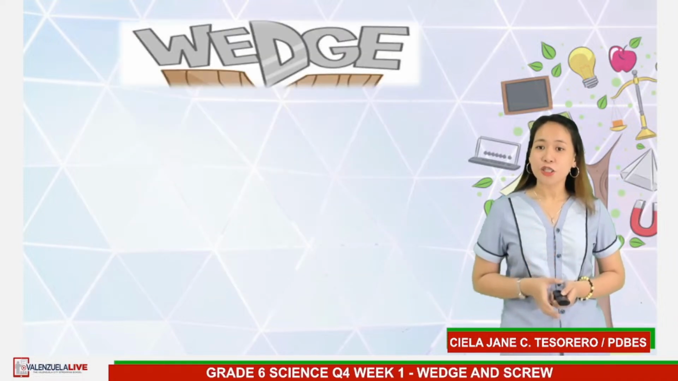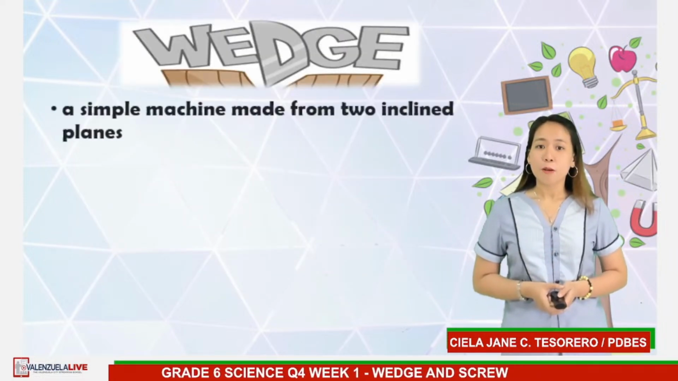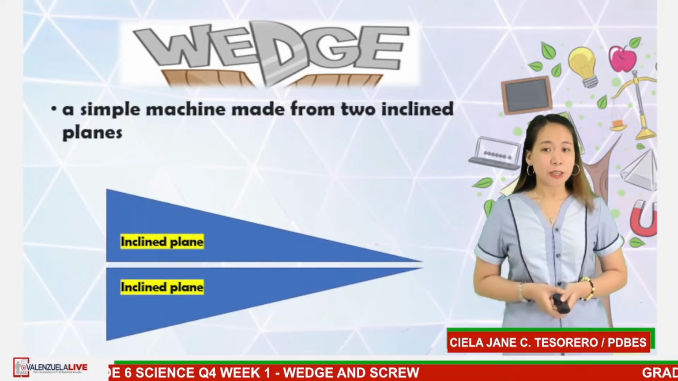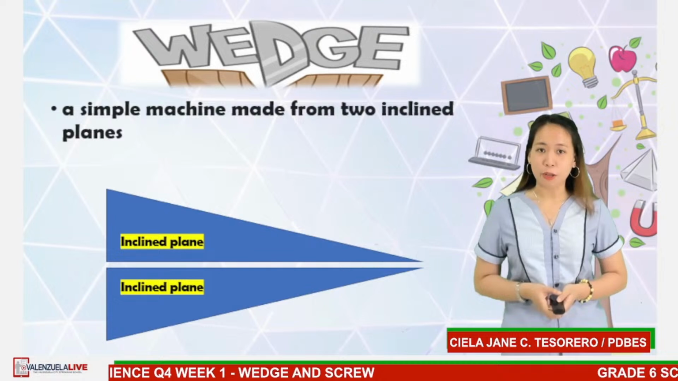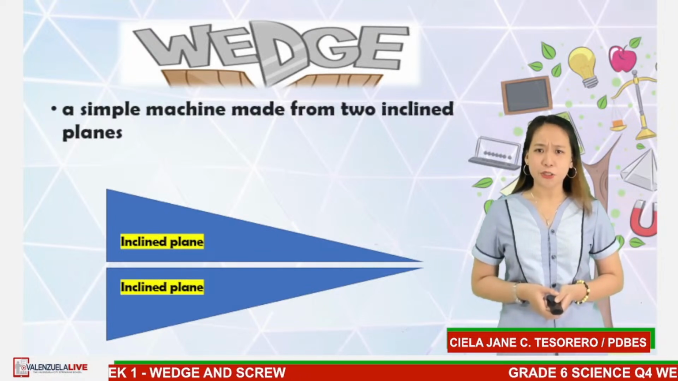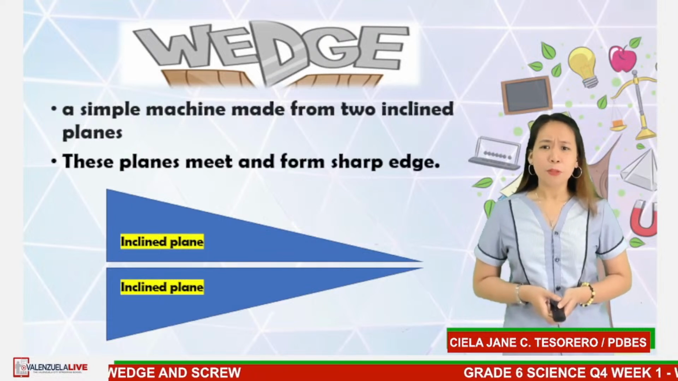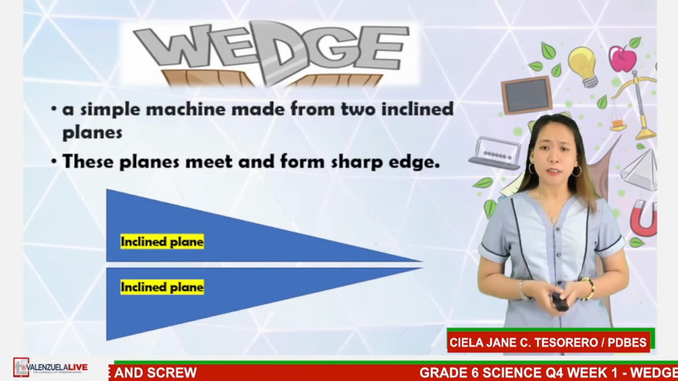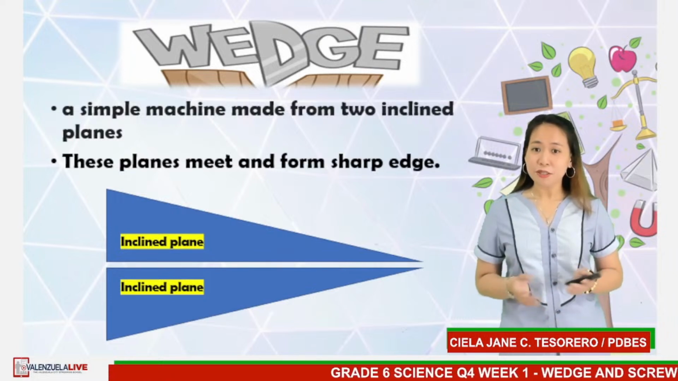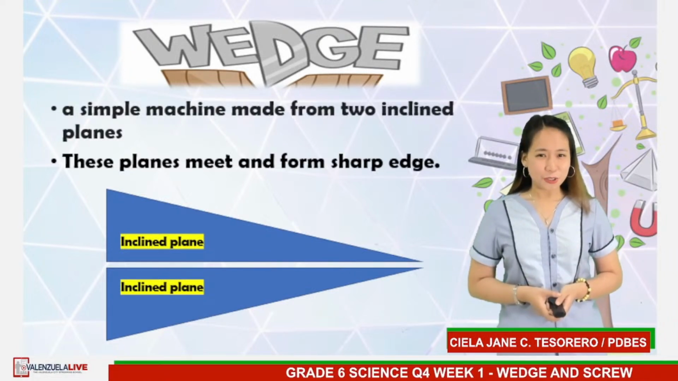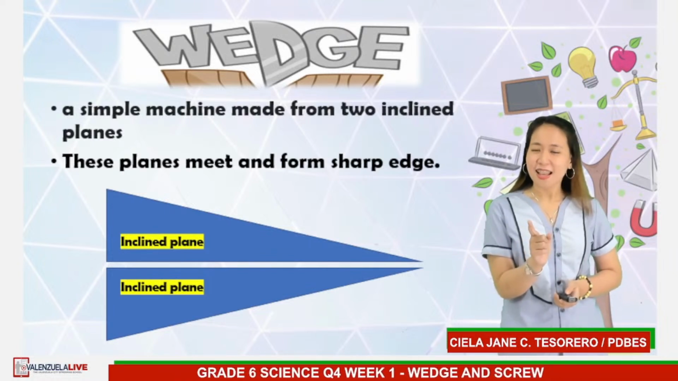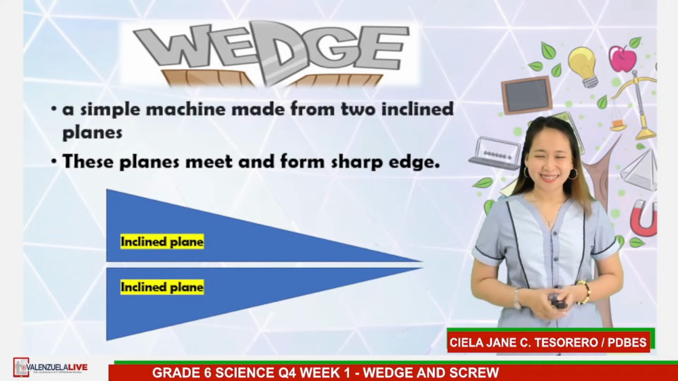So wedge is a simple machine made from two inclined planes. These planes meet and form sharp edges. A wedge is a small-scale version of an inclined plane but needs to be manipulated and moved to become useful. Wedges are widely used. Do you know the functions of wedges? To know this, let's watch this video.